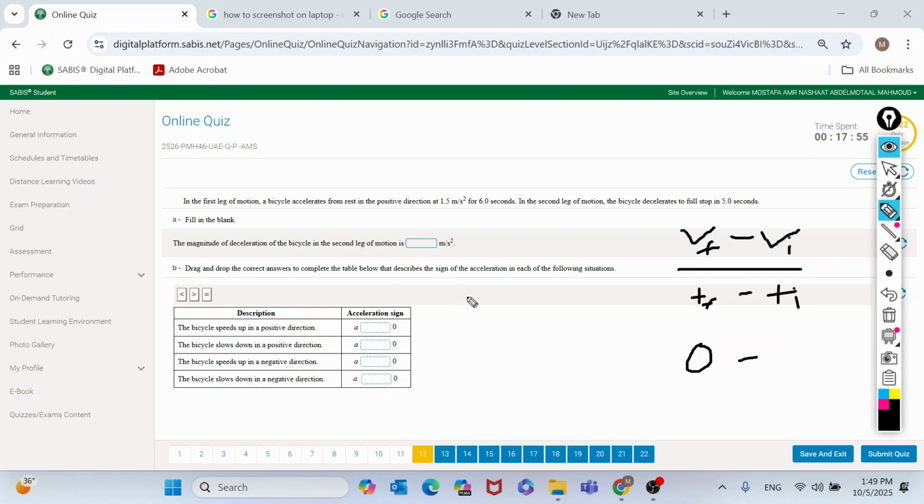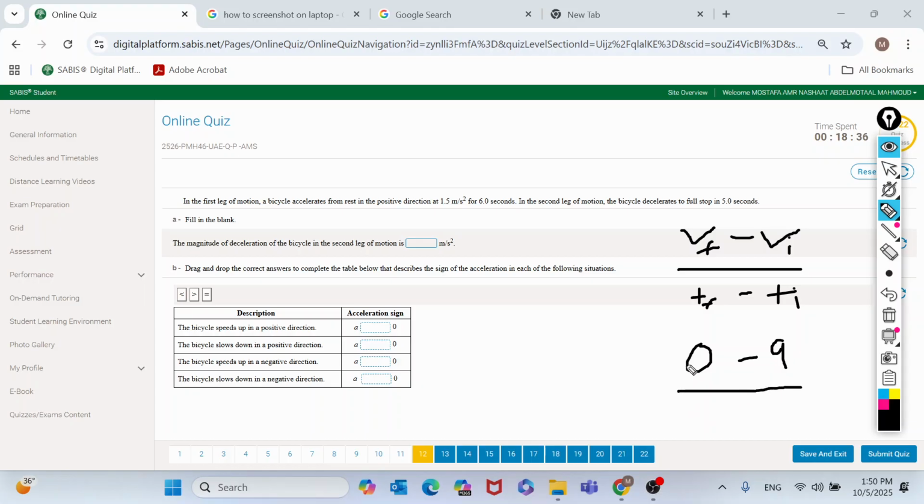So AT equals V final minus V initial, using the first leg. So AT is 1.5 times 6, which is 9. And V initial is 0 because it starts from rest. So 9 equals V final minus 0. So V final is 9. So V final of the first leg is going to be V initial of the second leg, because the end of the first leg is the start of the second leg. So V initial of the second leg is 9.